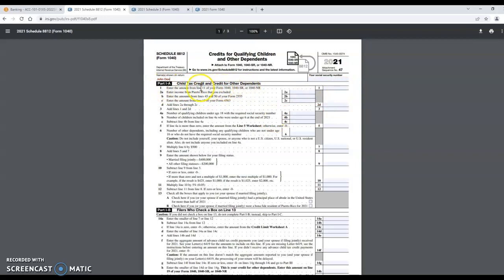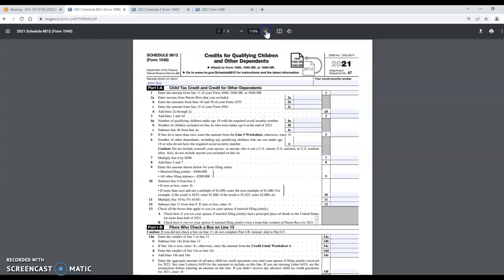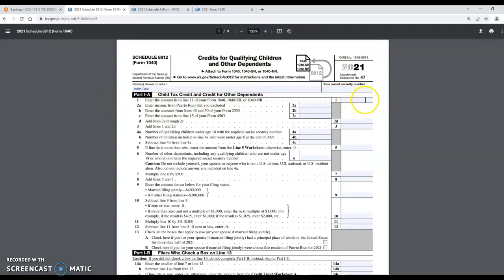Line 1 asks for the amount from line 11, which is the AGI, which was $30,000. Lines 2a, b, and c are all things that are not going to be involved in our Accounting 124 class, so they involve Puerto Rico and foreign income and various things. So you can just skip all of that. We can go to line 3, add 1 and 2, so that will also be $30,000.